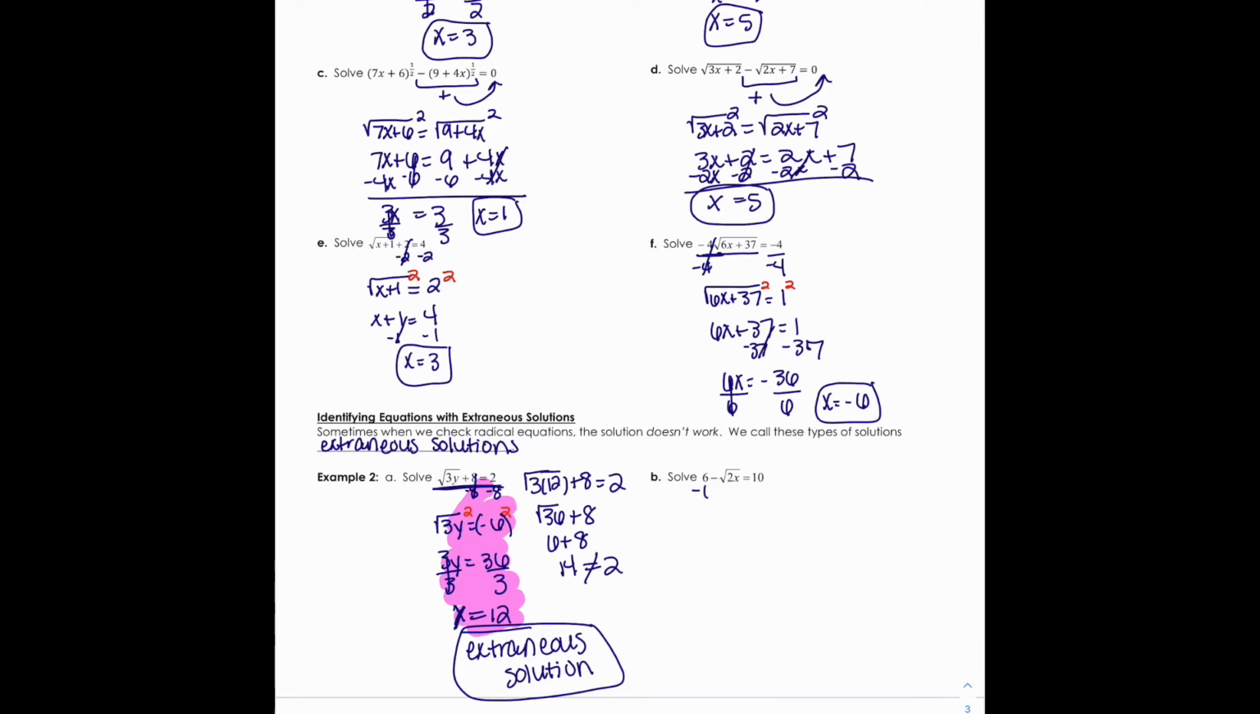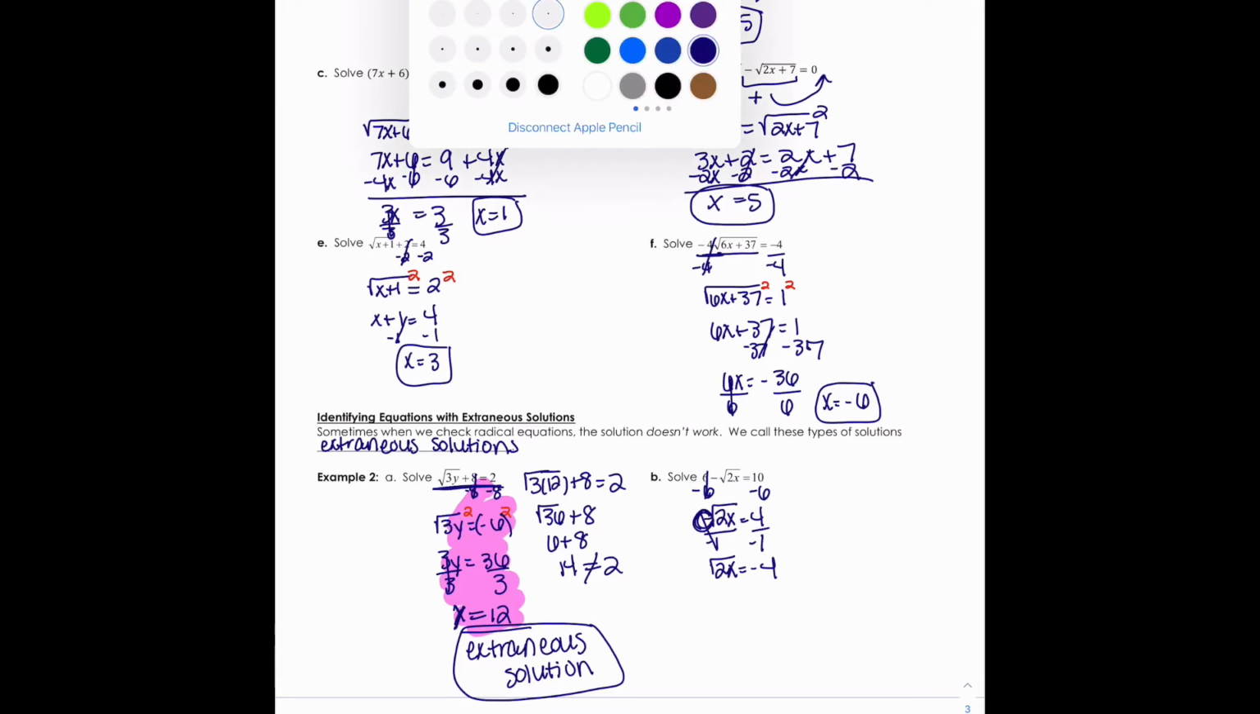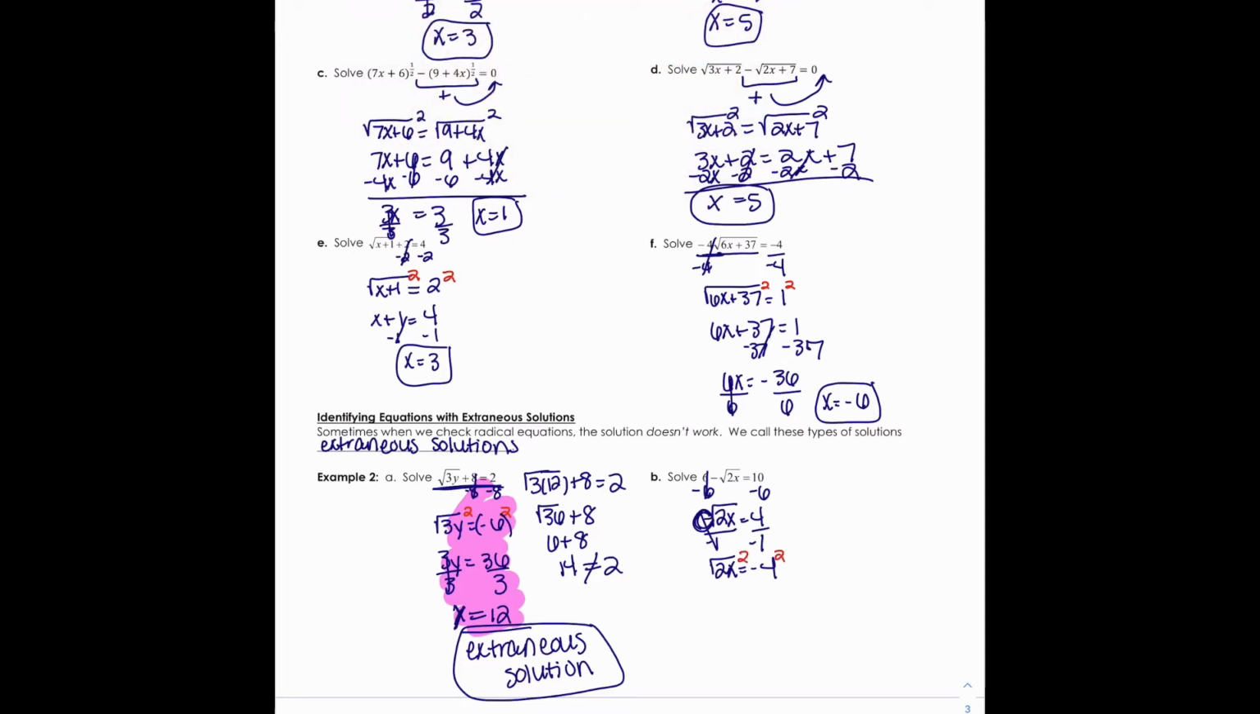So for B, if I subtract 6, I get negative square root of 2x equals 4. I'm going to divide by -1 because I'm going to get rid of this negative right here. So I get square root of 2x equals -4. So now when I square both sides, that gives me 2x. Remember, we're squaring the -4. -4 times -4 is 16. Divide by 2, x equals 8.